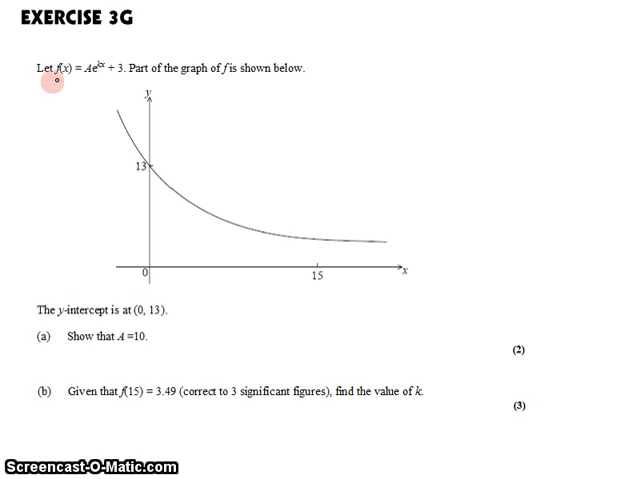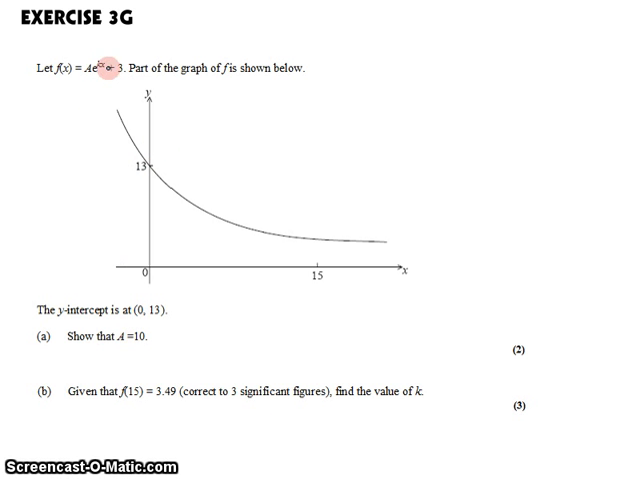In this question, we're given a function. It's an exponential function, and I know because my variable x is in the exponent. Part of the function is shown below. This looks like a normal exponential curve. And I know that the y-intercept is right here at the coordinate (0, 13). First, I want to show that a must be 10.